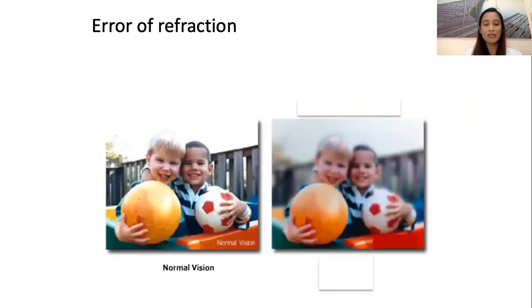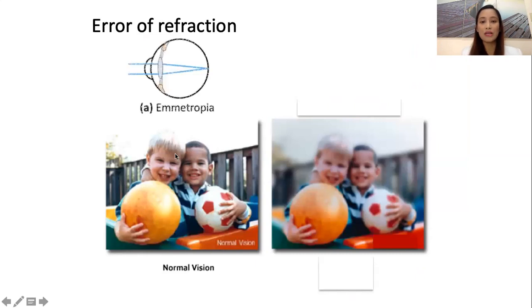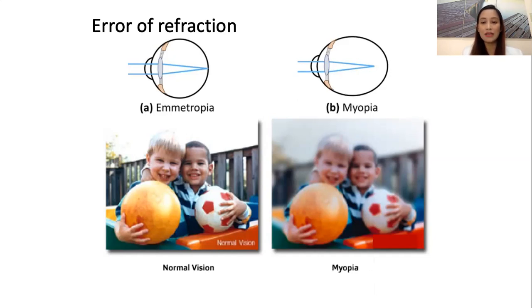So error of refraction: if your vision is normal, you can see all of them, both balls and boys. So this is emmetropia, that's normal. If your eyeballs are elongated and the visual field does not hit your fundus, you can have myopia or nearsightedness. You can see the near objects but not the far objects, and vice versa. If it's hyperopia, I don't have a picture for hyperopia. The focal point will fall behind the eye, and you can see the boys, but you cannot see the balls.